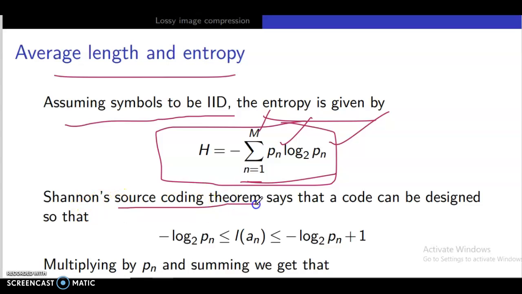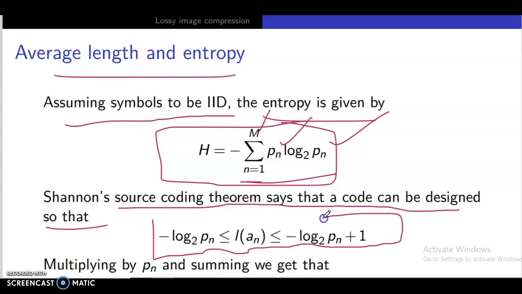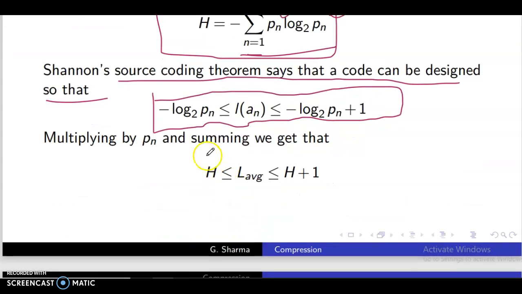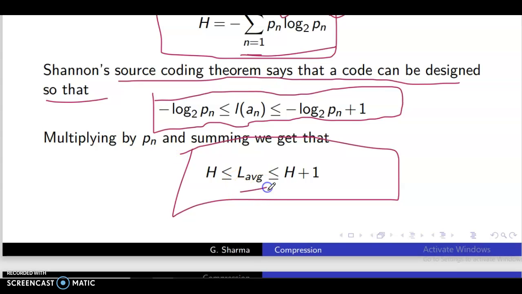Shannon's source coding theorem says that a code can be designed so that minus log base 2 of p_n is less than or equal to l of a_n, which is less than or equal to minus log base 2 of p_n plus 1. Multiplying by p_n and summing, we get that H is less than or equal to L average, which is less than or equal to H plus 1.